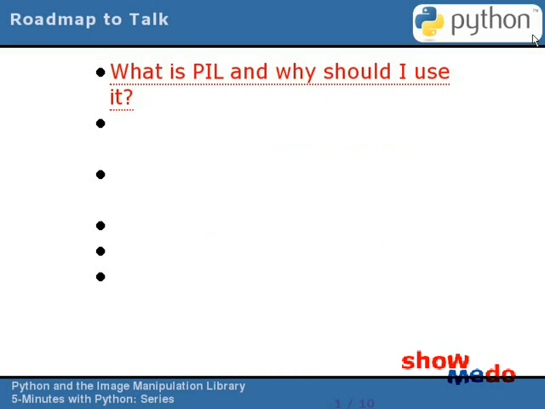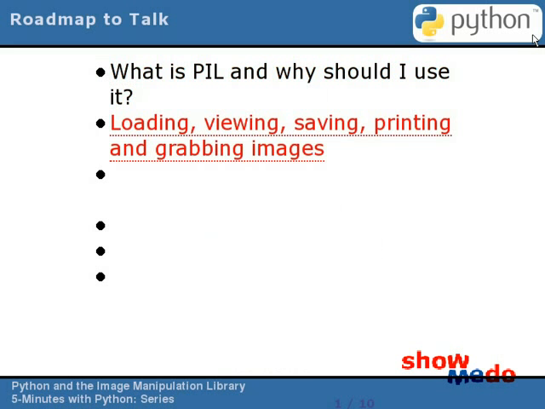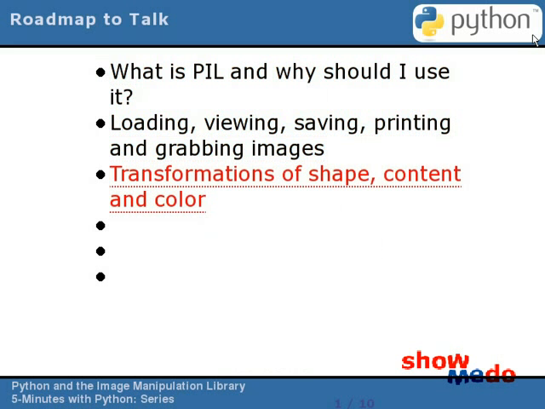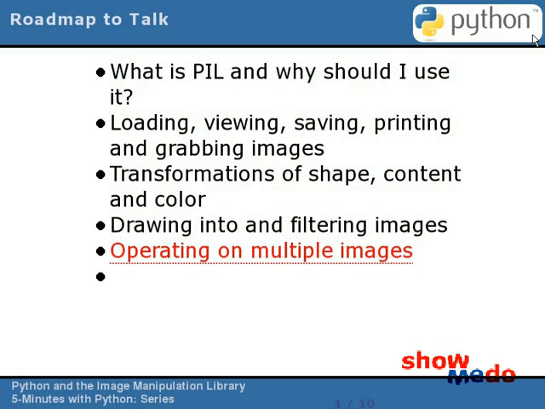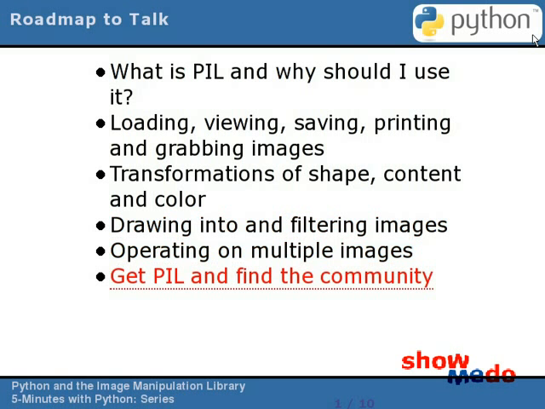In this talk, I'll highlight the major features of the imaging library and why these may be useful to you. I'll cover the movement of images into and out of your programs along several avenues, and facilities for transforming images by shape, pixel content, or color space, and speak a bit about drawing onto images and filtering images using certain mathematical processes. The imaging library can also be used to operate on complex images such as multi-page documents, page flip animations, or compositing one image onto another. I'll conclude with where to get the imaging library and where the Python imaging community hangs out.